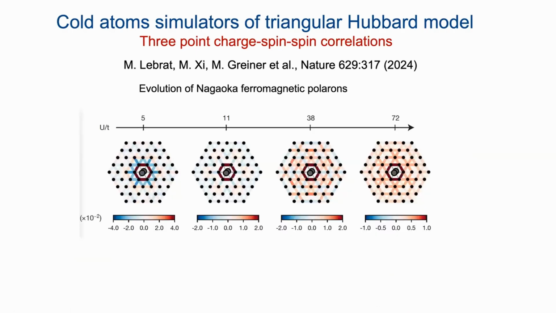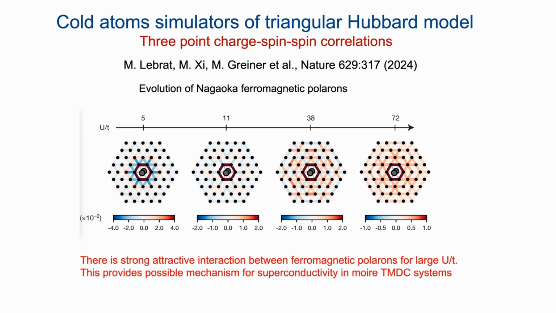And these are results from Marcus Greiner's group, where they're looking at the doublon-doped site and they increase interactions. You can see that for weak interactions, the rigid ferromagnetic bubble, like a Nagaoka polaron, is small, but then it gets larger. Okay, and then there is interesting physics which has to do with interaction between polarons. I don't have time to talk about it, but I'll be happy to talk offline. There is effective attraction between the polarons.